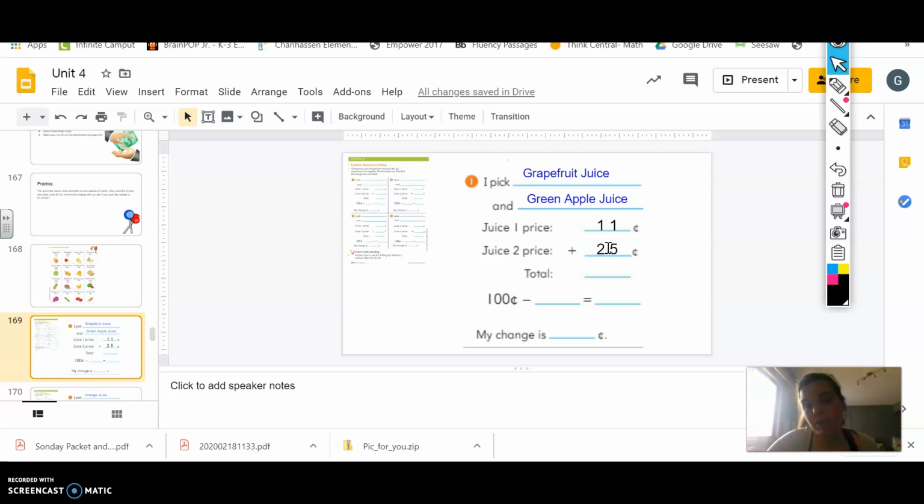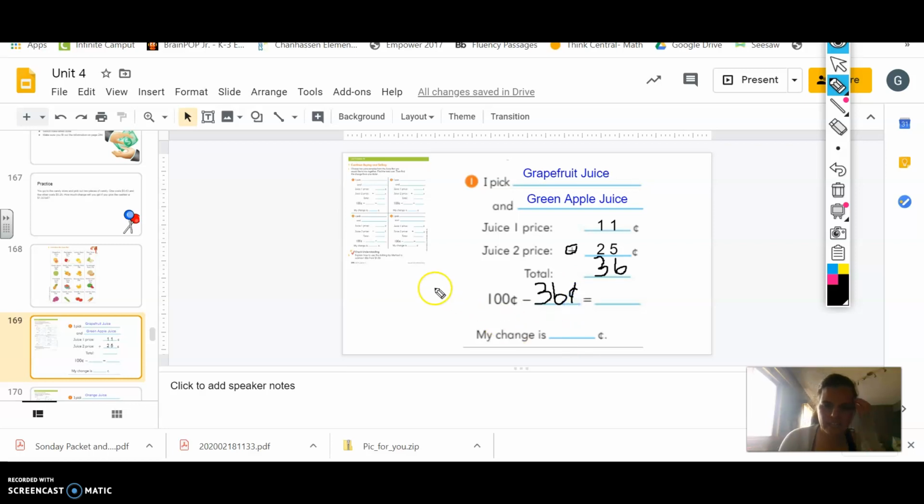I lined up my ones and my tens, and now I need to solve. So I'm adding. So it says 1 plus 5. I didn't make a new 10, so I just dropped my 6. 1 plus 2, 3, so I have 36 cents. Then I'm going to move over here and I'm going to take my total that I have and subtract it from $1 because I'm giving the cashier $1 and the cashier now owes me 36 cents back.